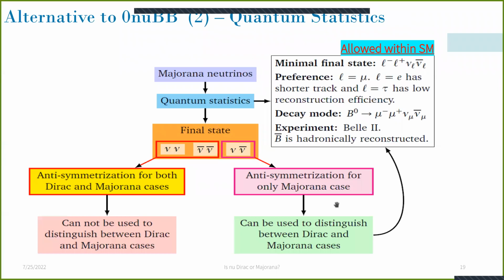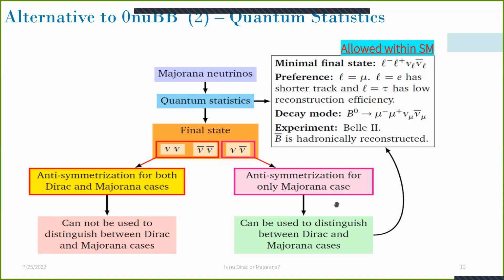The final state coming out is nu nu, nu nu bar, or nu bar nu bar. I mean, two neutrinos come out. There are 3 possibilities. Now for the nu nu or nu bar nu bar case, there's no difference between Dirac and Majorana, because for Dirac too you have to anti-symmetrize; as fermions, the Fermi statistics makes Dirac and Majorana the same. Only the nu nu bar case is different. If it's Dirac, you don't need to make this anti-symmetrization. So anti-symmetry applies only to the Majorana case.